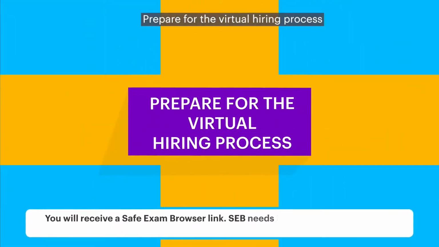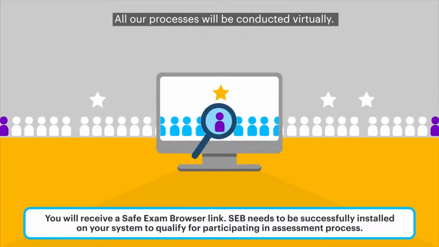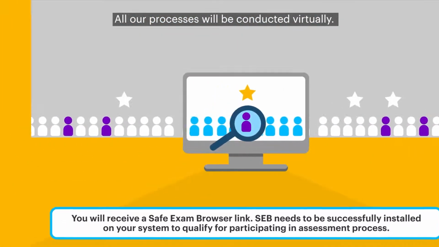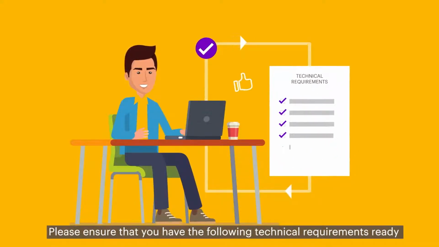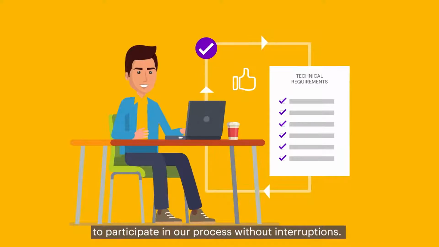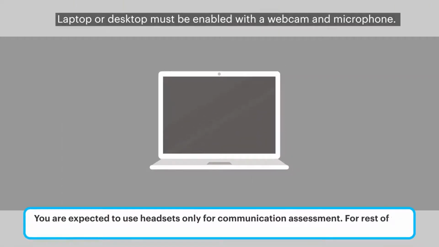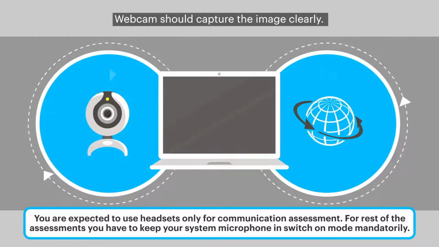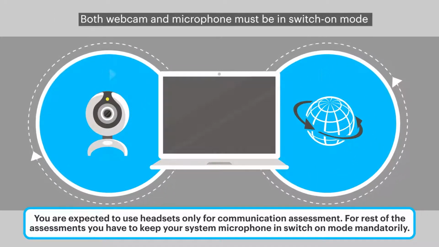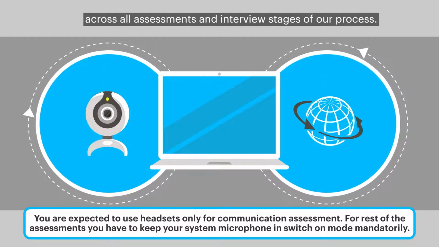Prepare for the virtual hiring process. All our processes will be conducted virtually. Please ensure that you have the following technical requirements ready to participate in our process without interruptions. Laptop or desktop must be enabled with a webcam and microphone. Webcam should capture the image clearly. Both webcam and microphone must be in switch-on mode across all assessments and interview stages of our process.